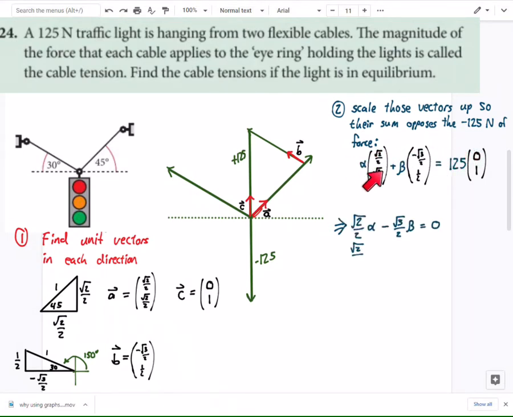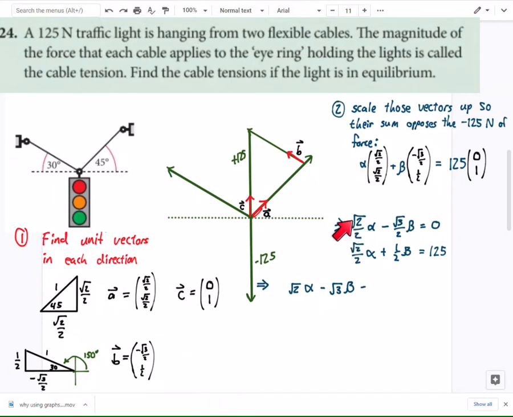And then I also have alpha times square root of 2 over 2 plus beta times 1 over 2, and that's going to equal 125 times 1. So this is a linear system with two variables, so I'm just going to use elimination. Now, because of the ugliness of these numbers, I'm going to use elimination twice rather than elimination and substitution. You'll see what I mean here.